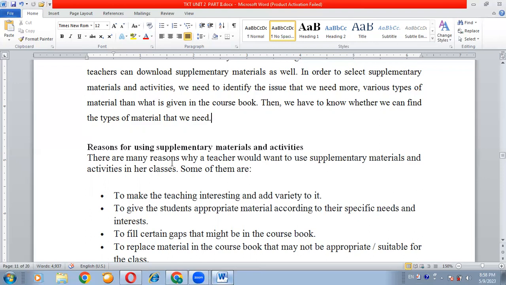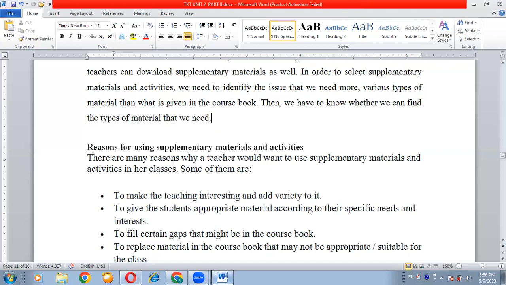We have to use supplementary materials in the classroom to fill certain gaps that might be in the course books. Yes, there may be some gaps between the lessons. So we have to fill that gap. So we have to use the supplementary materials. Otherwise, there will be extra time after we finish the course book materials. So we can use supplementary materials to fill those gaps.